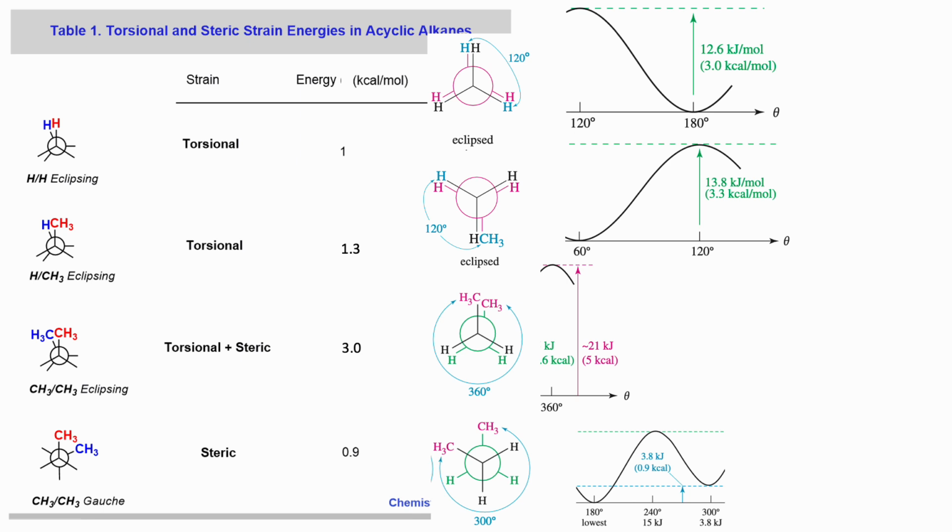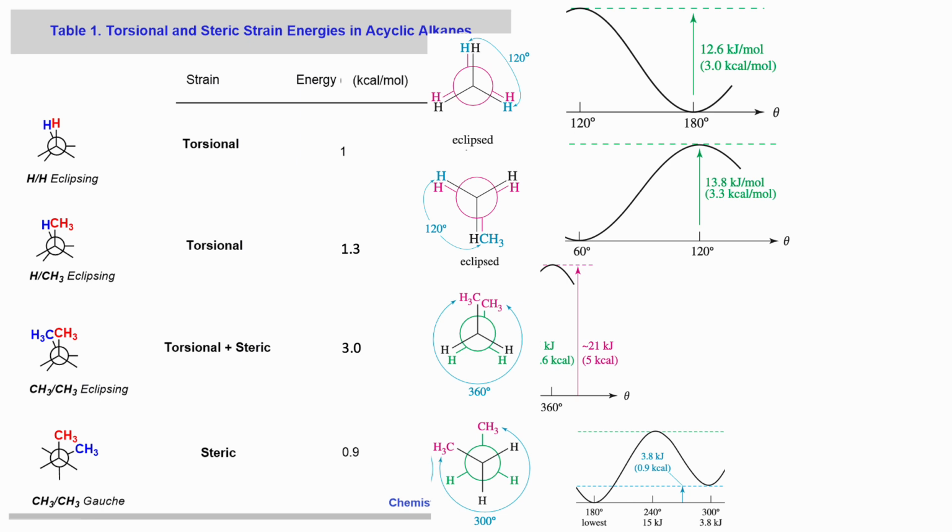Finally, we get to butane, and butane has two interactions of interest here. Those are the methyl-methyl eclipsing interaction, the syn interaction between methyl groups, and finally, like we were just saying on the previous slide, we now have torsional strain and steric strain because those methyl groups are so large that the hydrogen atoms can bump into each other, causing steric strain. So the value of that torsional strain and the steric strain combined gives us an energy of 3 kcals per mole. And that 3 kcals per mole is only the methyl-methyl interaction.